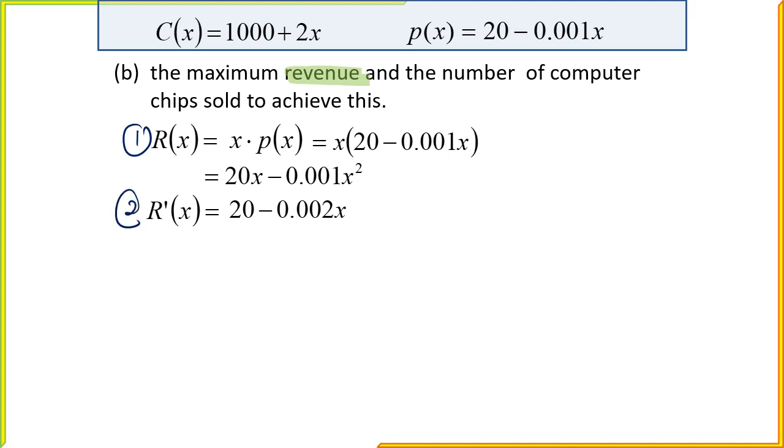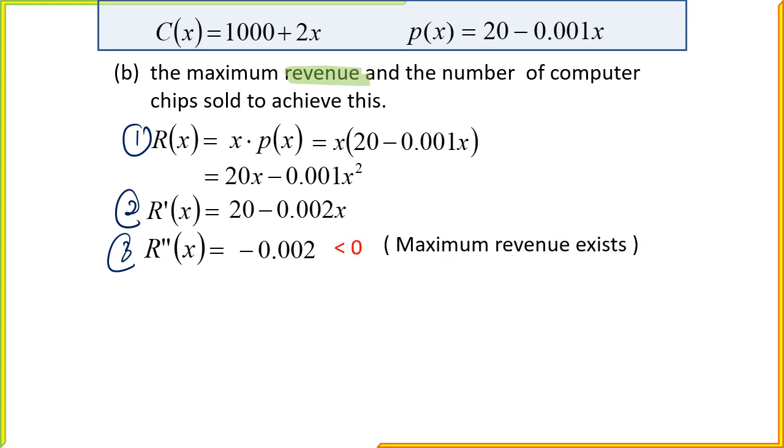And then the third step, to find the value of X, we need to equate to 0, or directly we can check first whether the maximum revenue exists or not. So R double prime X is equal to negative 0.002, which is less than 0, so the maximum revenue exists here. Okay. And then the fourth step is to find the value of X. For the third and fourth steps, we can actually exchange the order. Which one comes first, it's okay. You can do 3 first or 4 first, it's up to you.